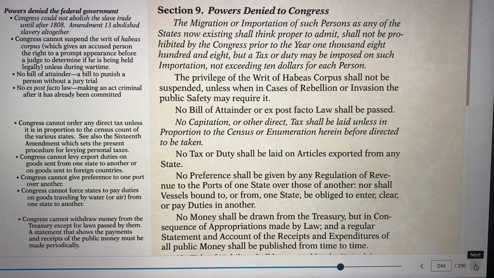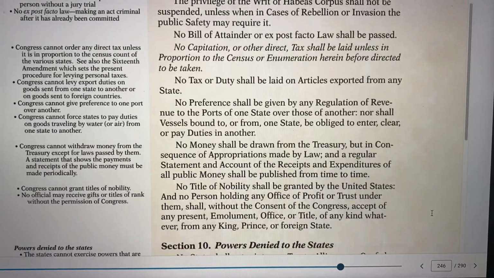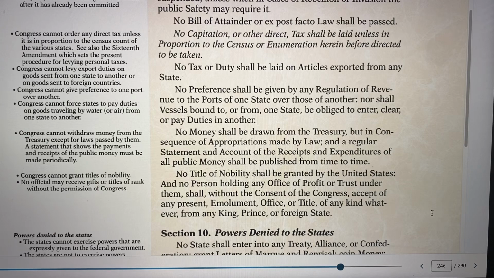Congress cannot give preference to one port over another, saying you have to use the port of New York. They can't do that. Congress cannot force states to pay duties on goods traveling by water or air from one state to another. Same thing, paying duties on one state from another. Congress cannot withdraw money from the Treasury except by laws passed. Congress can't say, okay, we're just going to take some money out of the Treasury. They have to have laws to take the money out of the Treasury.